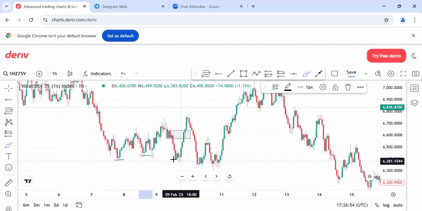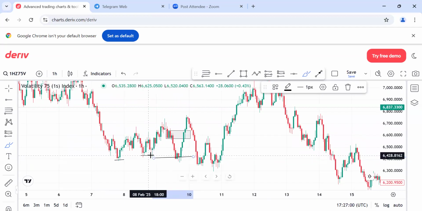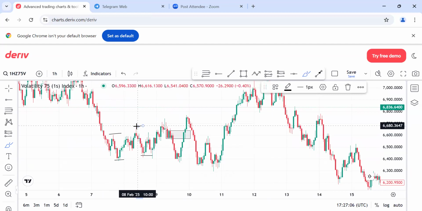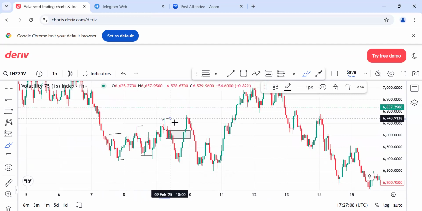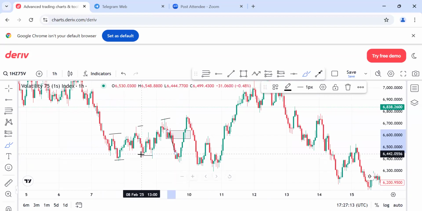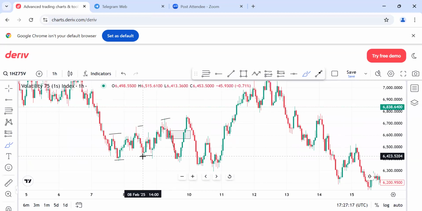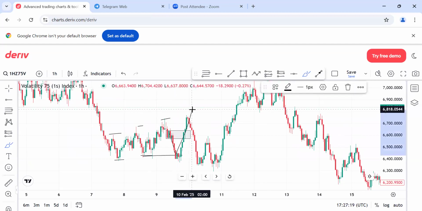I will not really say it's a break of structure because this is actually an equal low. It is almost at the same level as this low. Yeah. So, and we had a higher high at this point. So price dropped down to create this low, an equal low, sorry, before pushing back up. That's the reason why this area was not respected.